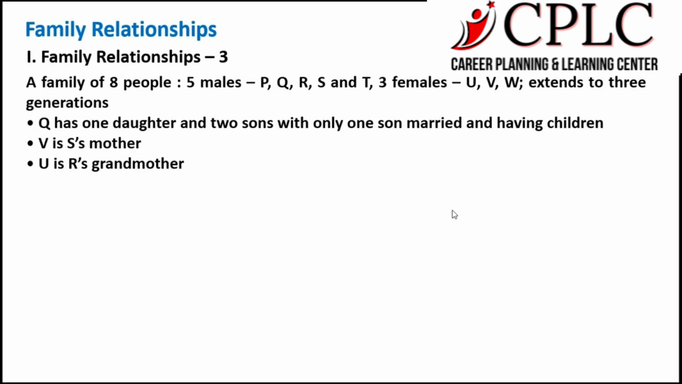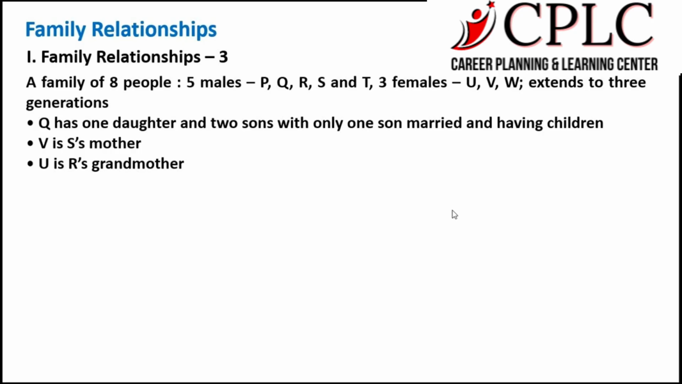So let's have a look at the next question. So the question says, a family of 8 people, 5 male and 3 females, and they are extending the generation. So please pause this video right now and read the question very thoroughly, and then we'll see how we are supposed to go about this.